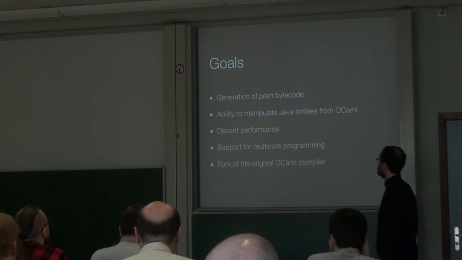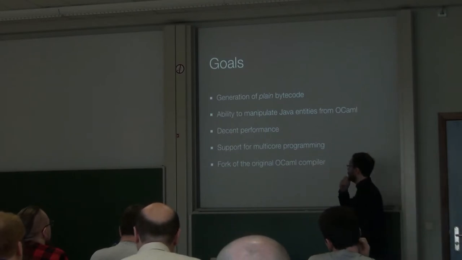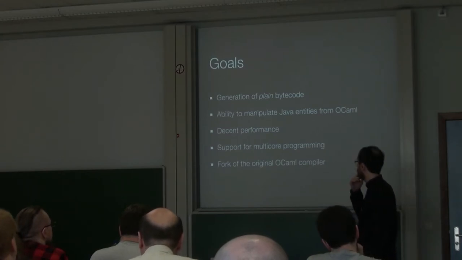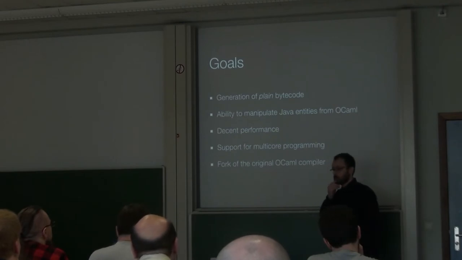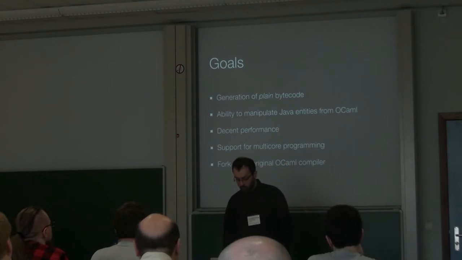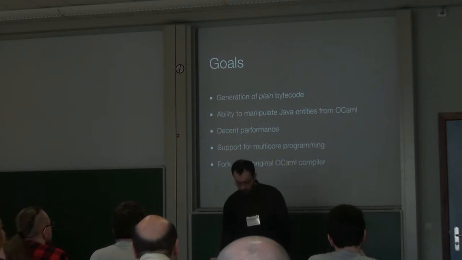It would be nice to get decent performance out of this compiler. And one key selling point when comparing this compiler to the original one is the support for multi-core programming. Because the original implementation of OCaml is based on a runtime lock. So by targeting the Java virtual machine, you can actually have support for multi-core programming.